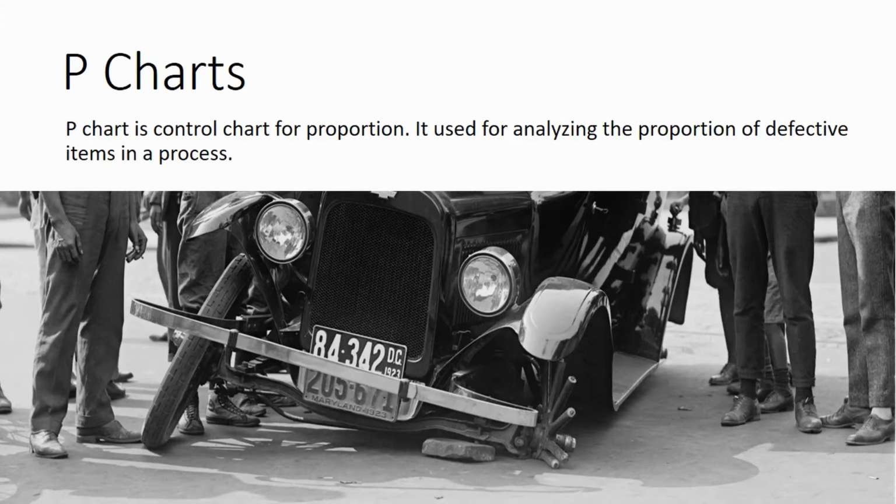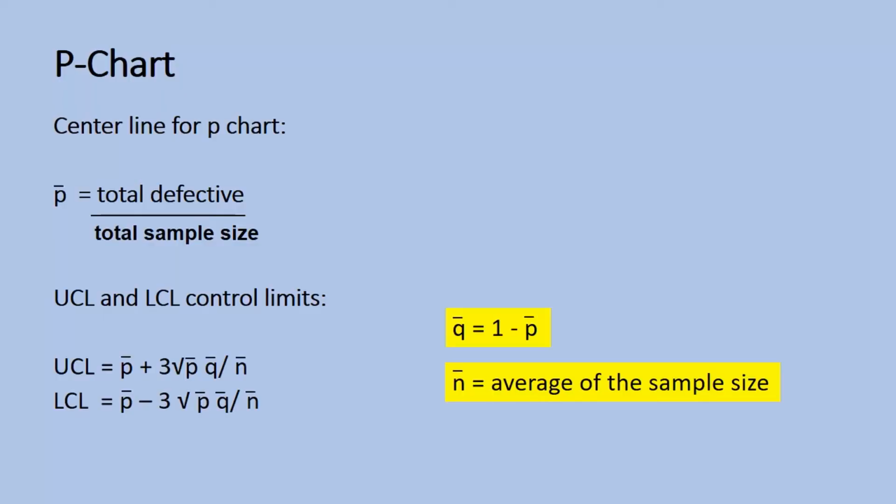The P-chart is a control chart for proportions. It is used for analyzing the proportion of defective items in a business. The equation for the P-chart centerline is P bar equal to the total defectives divided by the total sample size.